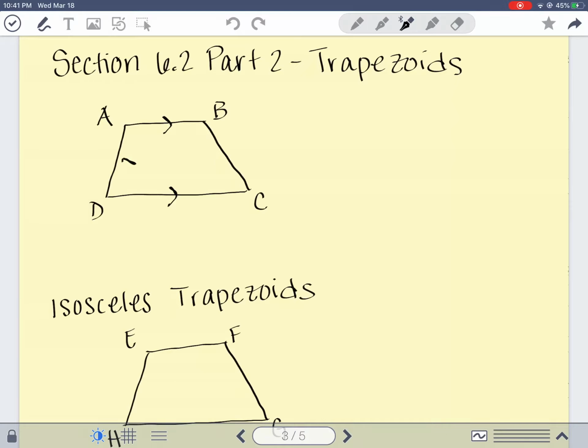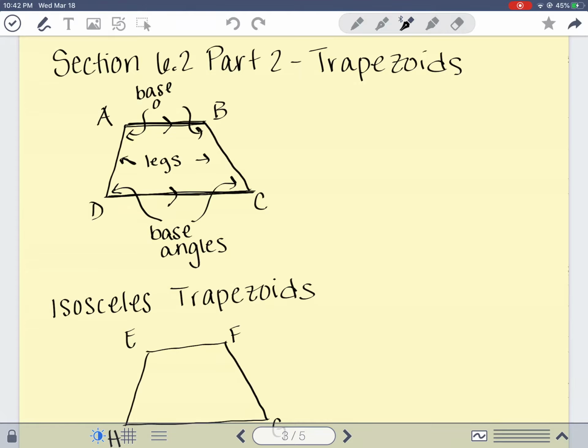And these non-opposite sides over here are called the legs. This and this are both bases. Right here we have base angles. Here, I don't want to mark those as congruent, but right here and right here is one pair of base angles, because they are touching the same base. And then over here we have the other set of base angles. Those are just the basics of a trapezoid.